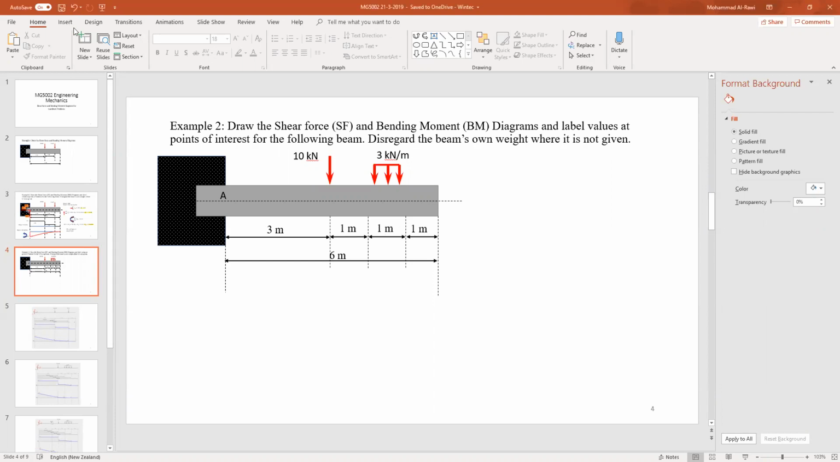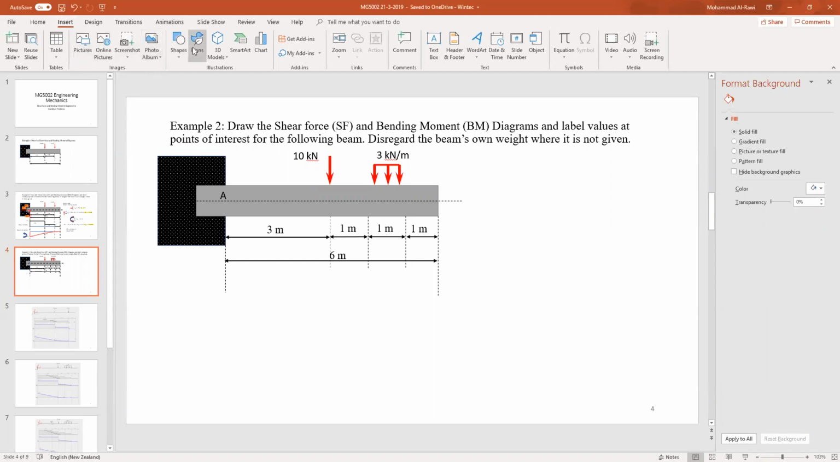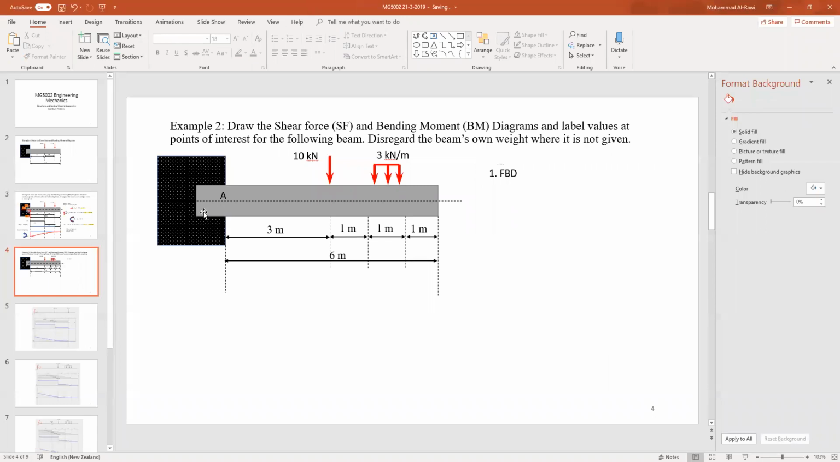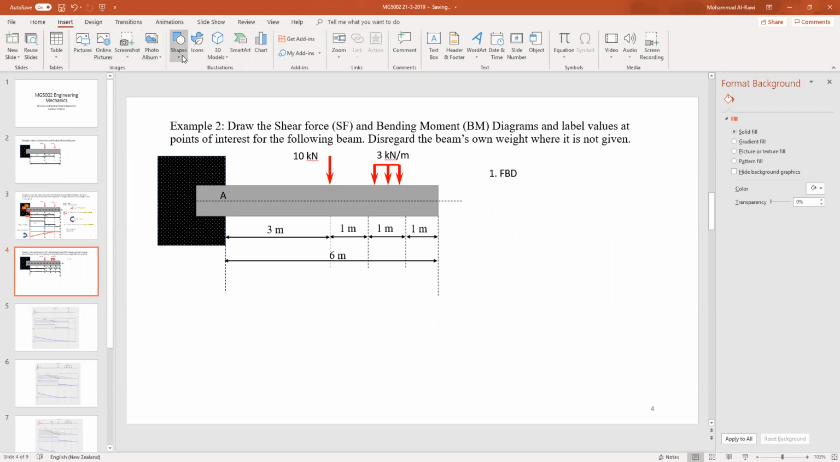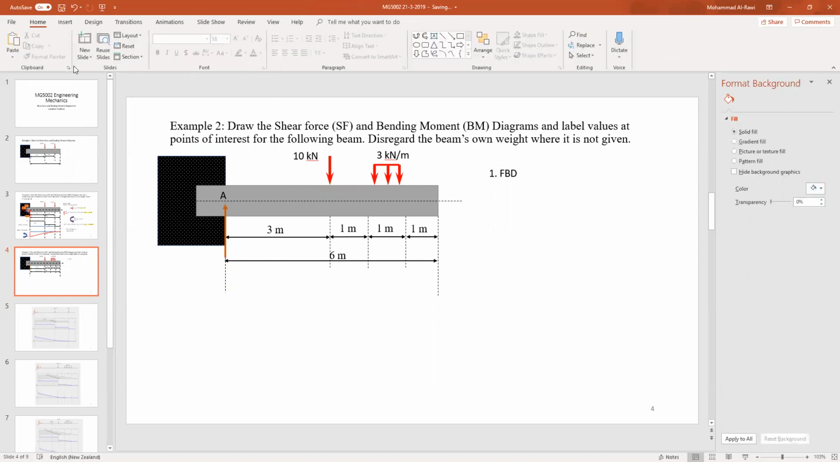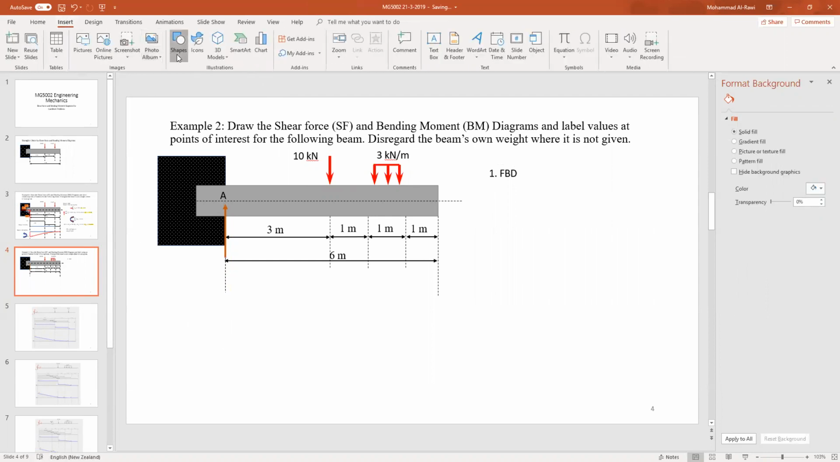We start the example as usual. Step 1 is, as we used to say, the free body diagram. At point A, this is the only support reaction we have, so we can replace it by two forces, one in the X direction and the other in the Y direction, and a moment around that point. This is the force we could call AY.